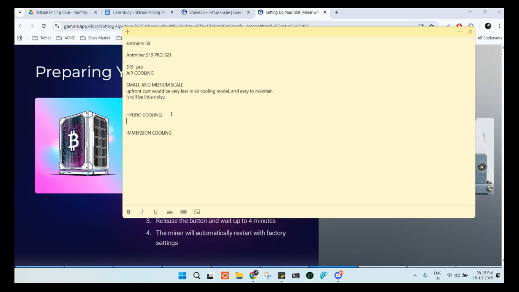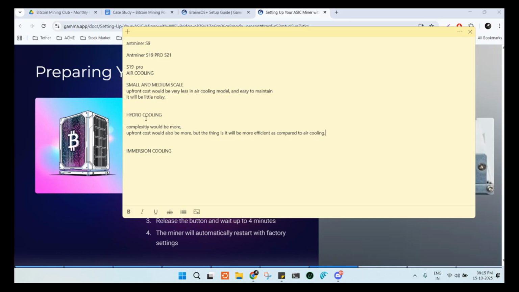If you are purchasing the hydro cooling model, then here water will be used to cool the whole ASIC. Okay, so with all the components, the complexity would be more in the hydro cooling model. Even the upfront cost would be more. But the thing is, it will be more efficient as compared to air cooling, sorry.